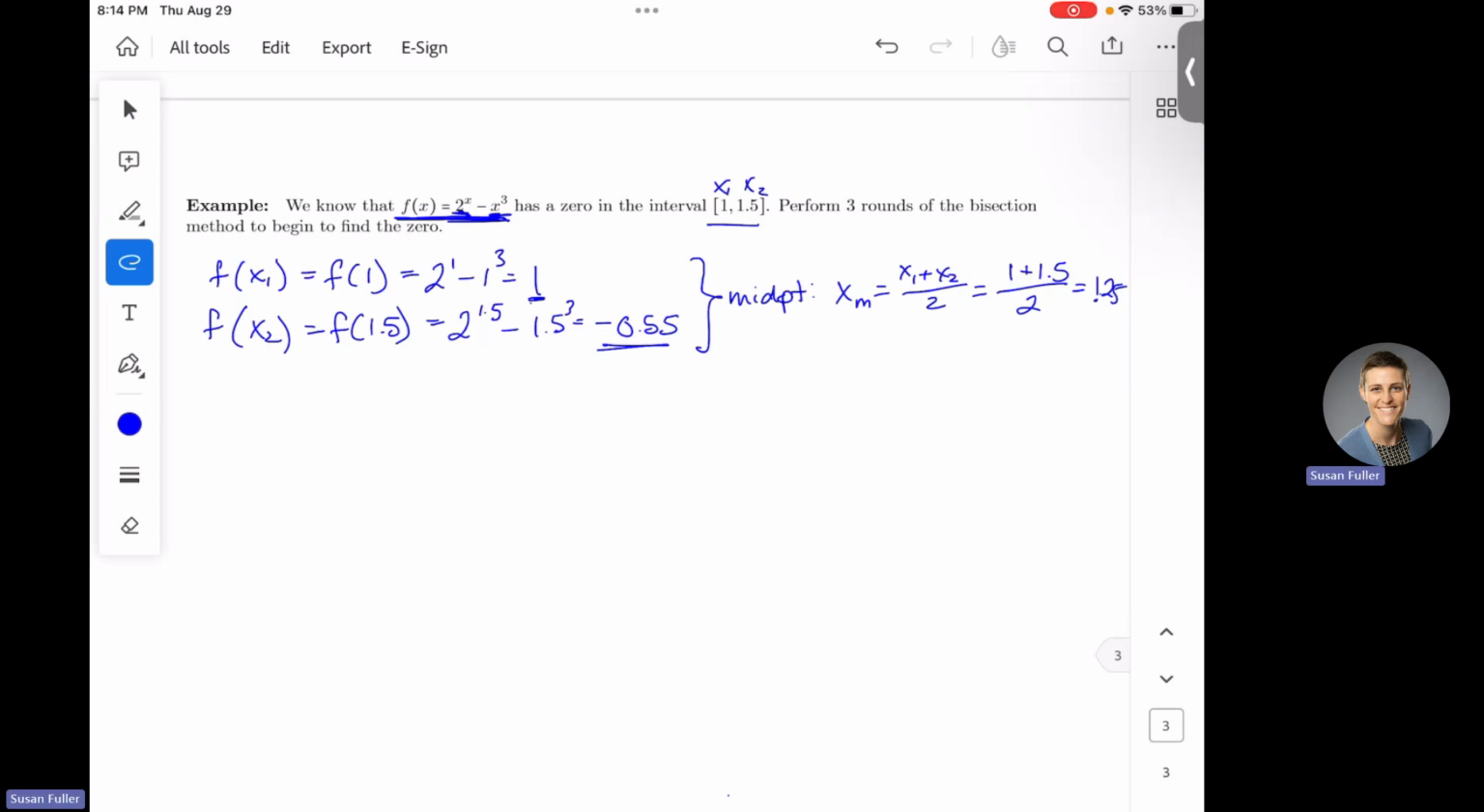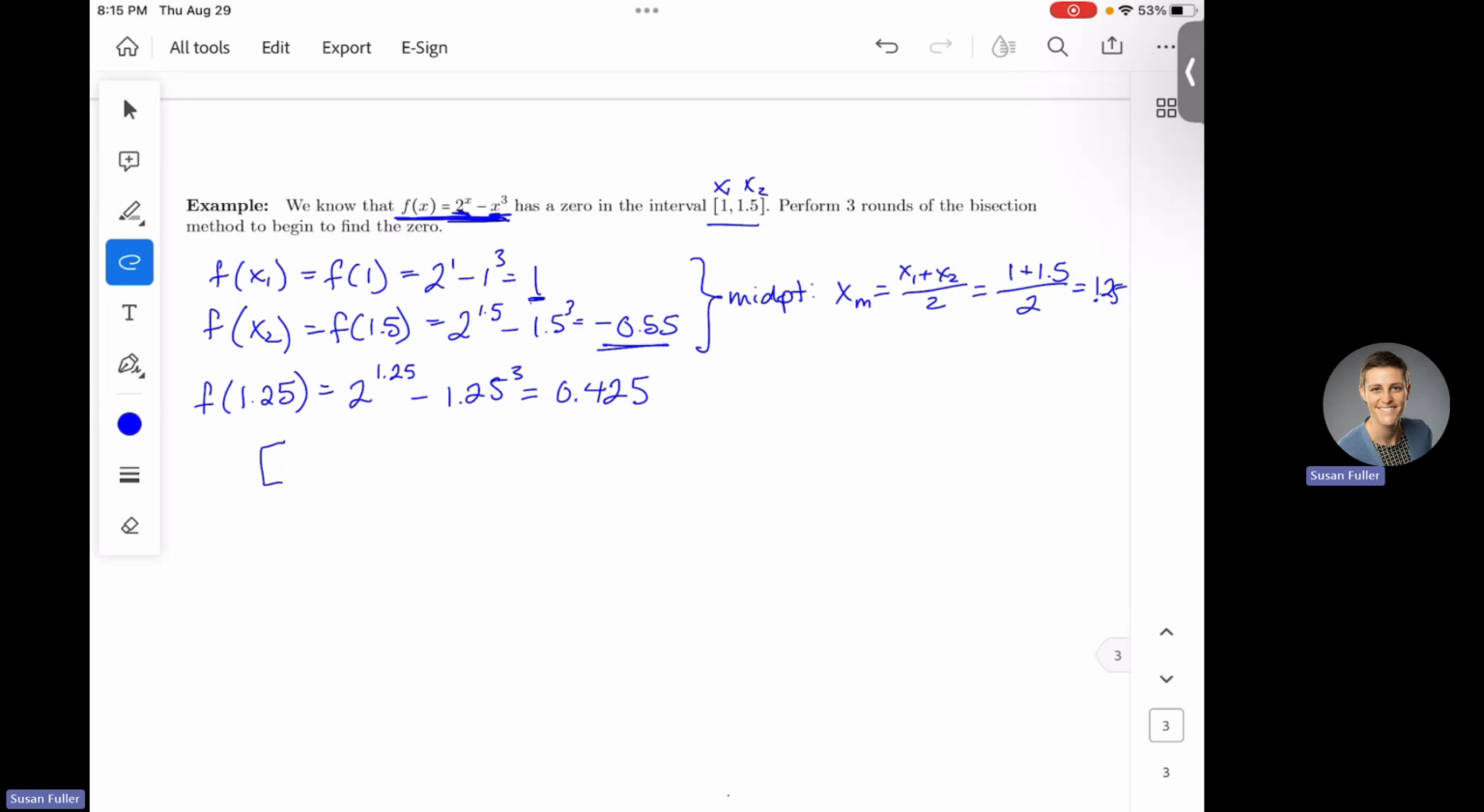Okay, now I'm going to figure out what the y value at my midpoint is. F of 1.25. So again, I'm going to plug that into my function. And my TI30X2S tells me that I get 0.425. So now the question is, where is my 0 now?